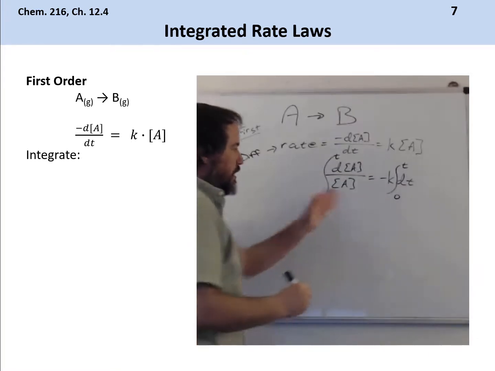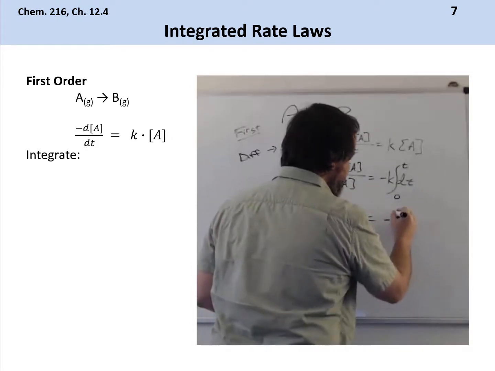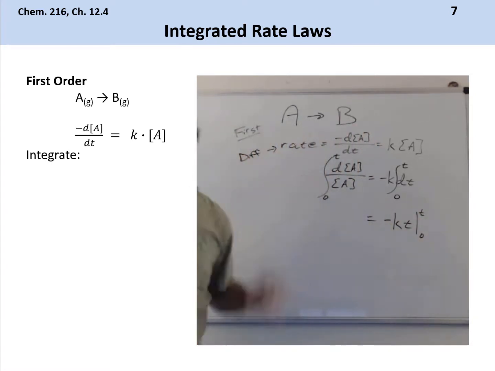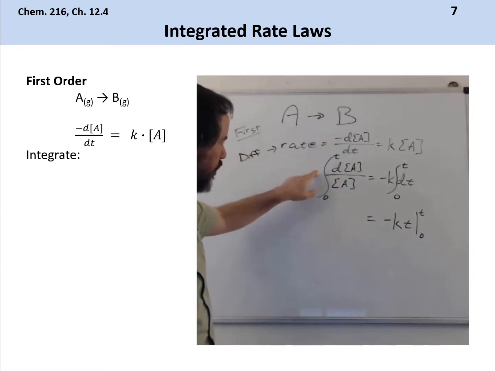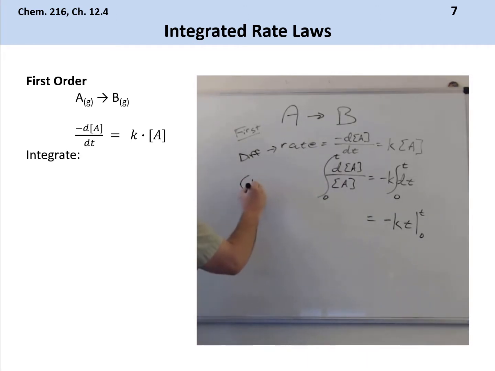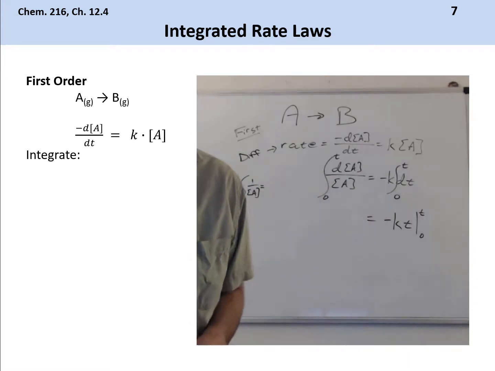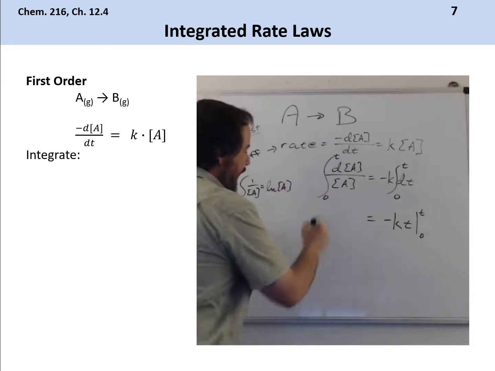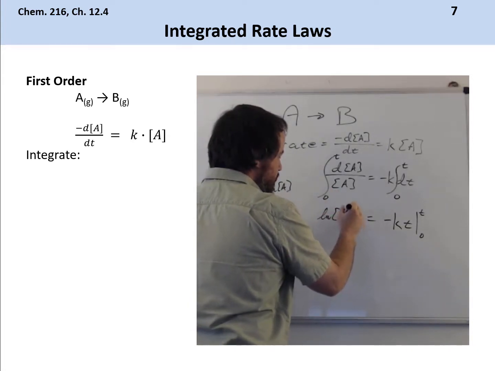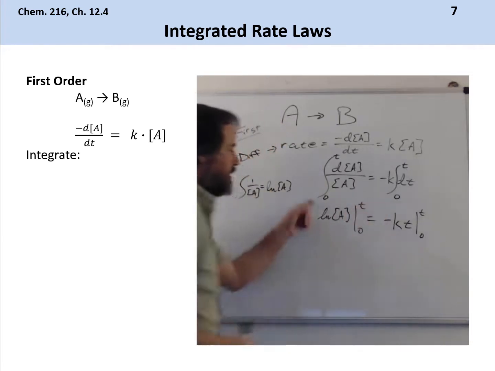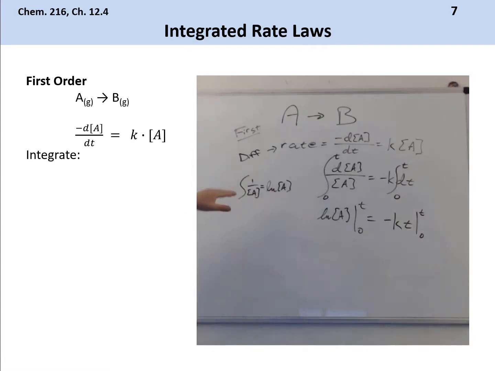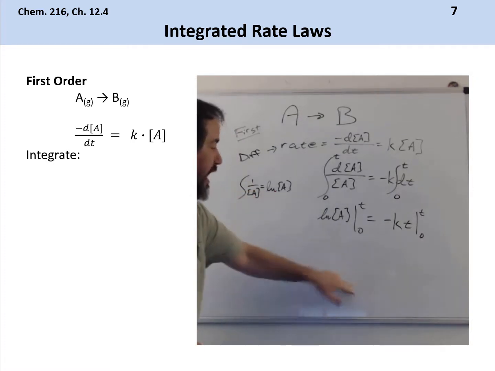Okay, now let's do the right-hand side. The right-hand side's easy. It just is negative kt from 0 to time t. On the left-hand side, the integral of 1 over A is ln A. So this is going to give me ln of A between 0 and time t. Okay. Integrals, it's what you learn in calculus class. It's very important because it allows us to do this.